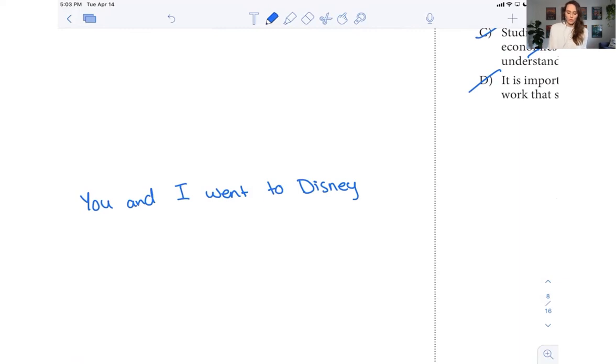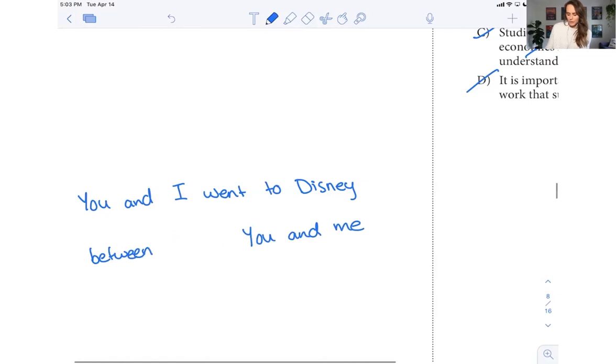You and me would generally be, like I said, in the objective case. So that means it would be after a preposition usually. So between you and me, about you and me, for you and me, that kind of thing would be you and me. But mainly I would just remember between. I don't think you'd really see the other ones. So just between you and me.